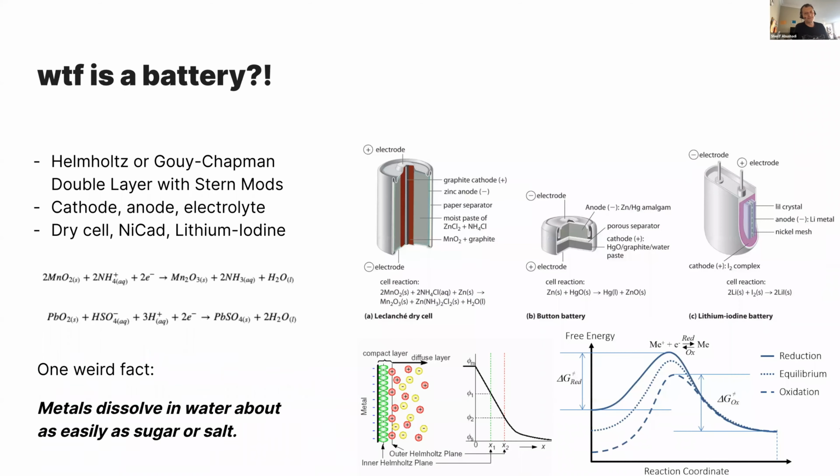What about batteries? What's a battery? Have you heard of Helmholtz or the Gouy-Chapman double layer with Stern modifications? I don't know, cathode, anode, electrolyte, dry cell, NiCad, lithium iodine. Maybe you've heard of some of those things, or you've seen some of the chemistry equations. Did you know that metals dissolve in water about as easily as salt or sugar? But what happens is just at the surface of the metal, the charges start to build up so much that the metal pulls the water back towards it and it stops dissolving pretty quickly, actually. Here's some chemistry and some other charts, and you can see the Helmholtz layer here and what it looks like.